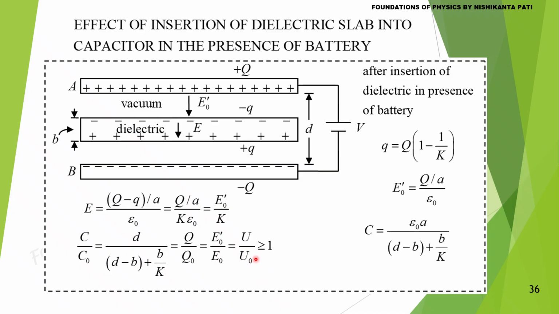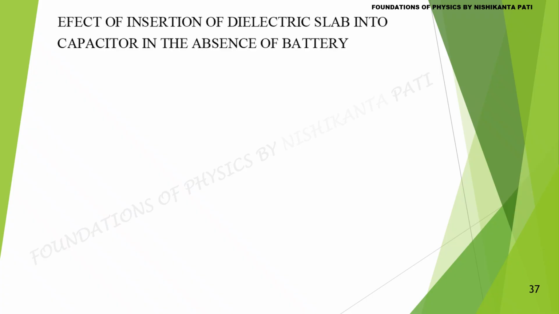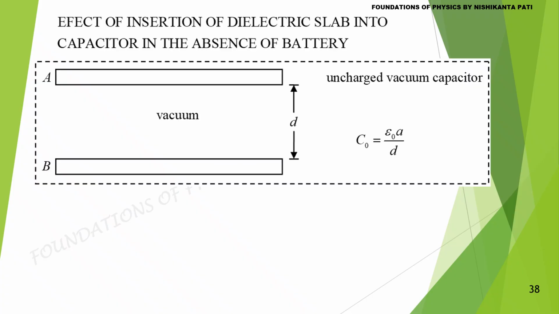was the energy stored in the capacitor before the dielectric slab is inserted. C is the capacitance, Q is the charge on the capacitor, E0 dash is the electric field in the vacuum gap, U is the energy stored in the capacitor in the presence of dielectric slab. Again as earlier, in vacuum the capacitance is.